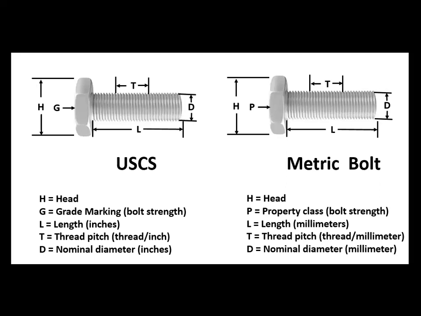Bolt length is the distance from the bottom of the head to the end of the bolt. The bolt grade denotes its strength and is used to designate the amount of stress the bolt can withstand. The grade of the bolt depends upon the material it is constructed from, bolt diameter, and thread depth.